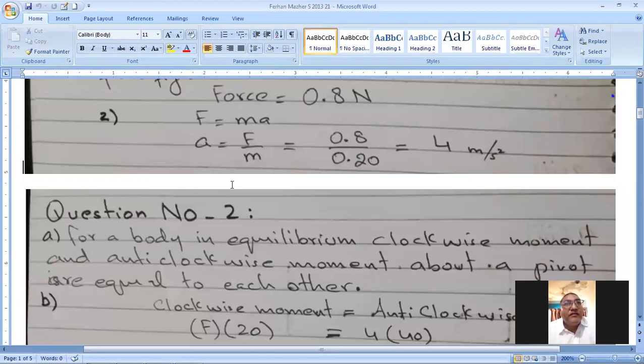Okay, F is equal to ma, so a is equal to F divided by m, equal to 0.8 divided by 0.20. And the answer is 4 meters per second squared. I hope that you have understood it. So that was question number 1. Let's move to the next question.